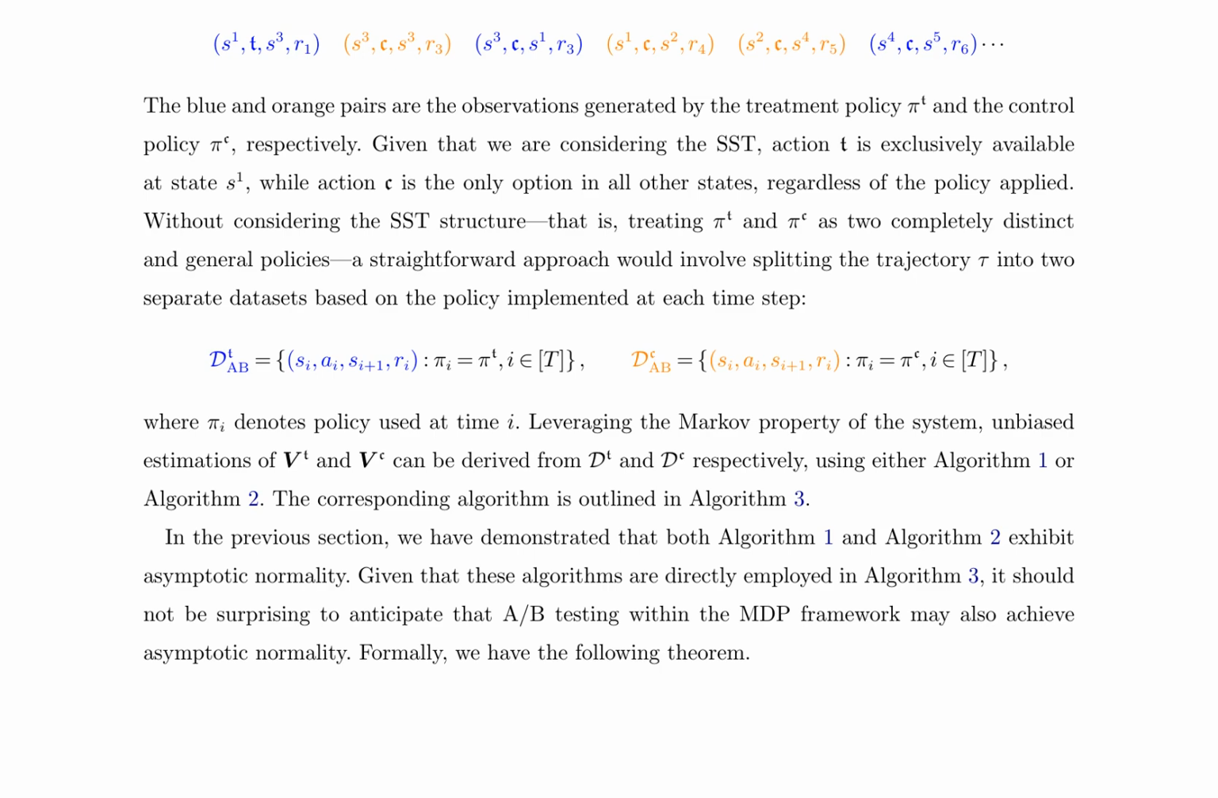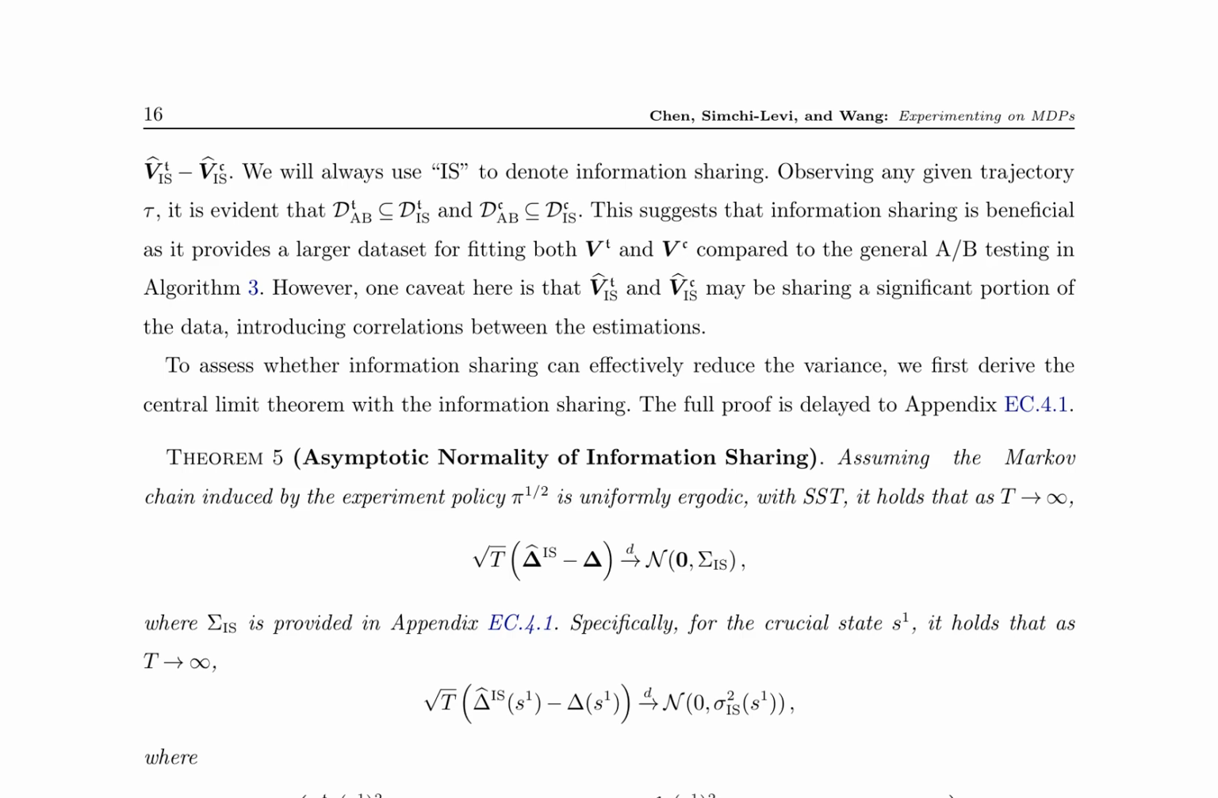The paper also presents a lower bound for experimentation with general treatment, showing that the asymptotic variance of A/B testing cannot be further reduced under general treatment. However, the authors demonstrate that the structure of strongly stable treatment, SST, can be leveraged to reduce variance through information sharing between test arms. This is achieved by utilizing the Markov property to share information between different test arms, resulting in an unbiased ATE estimator with a smaller variance than traditional estimators.